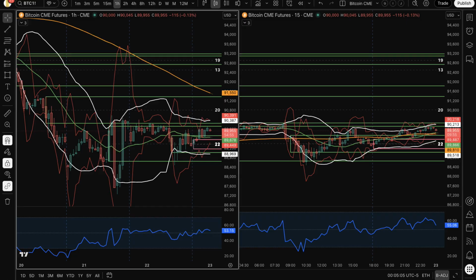So the first conclusion is simple. January 22nd was not a clean breakout day. It was an active balance day, inside the January 21st U.S. session range. That context tells you how to interpret everything that follows.